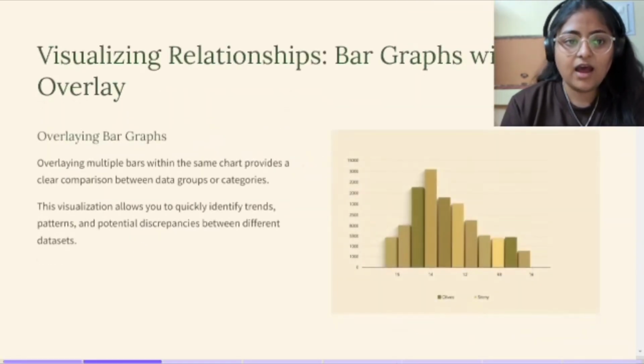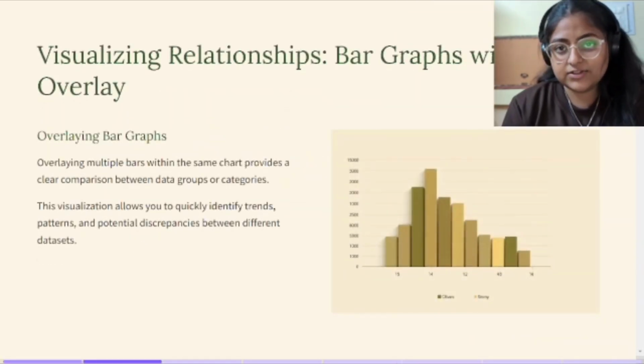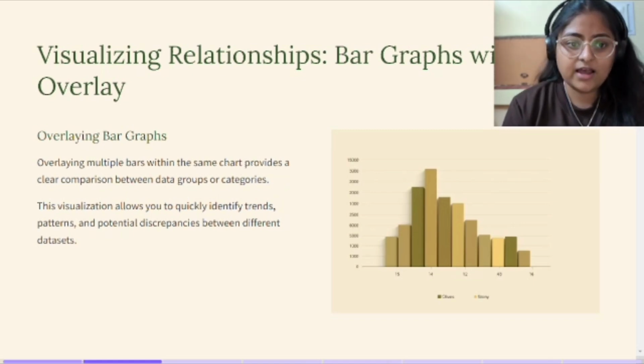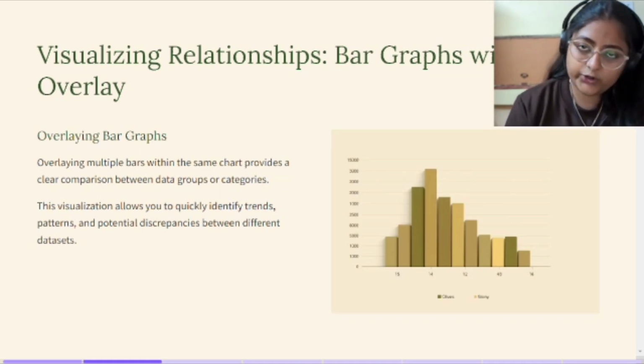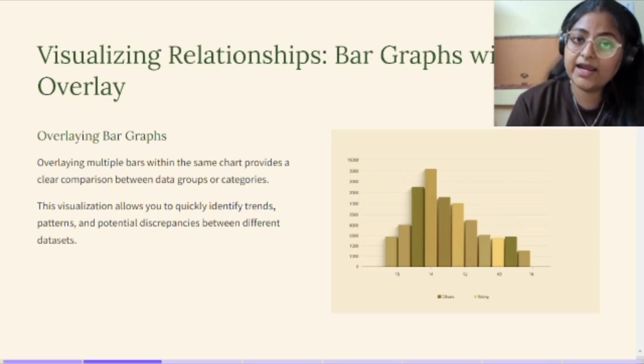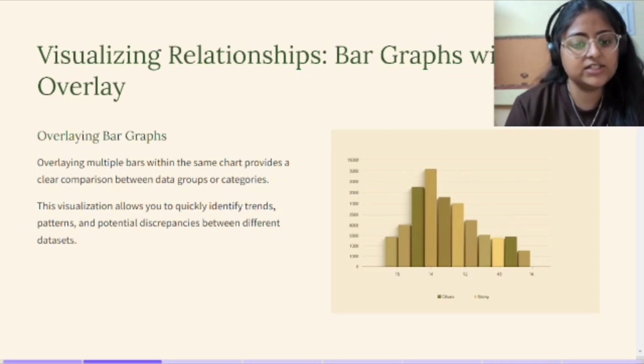Let's see how to visualize relationships using bar graphs with overlays. Overlaying bar graphs is a method which uses the same charts to provide a clear comparison between data groups or categories. This visualization allows you to quickly identify trends, patterns and potential disparity between different data sets.